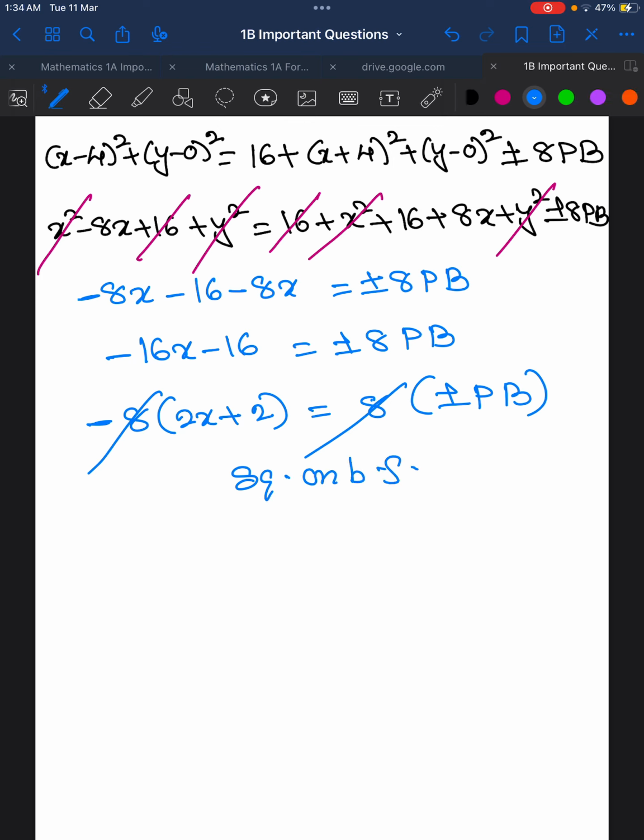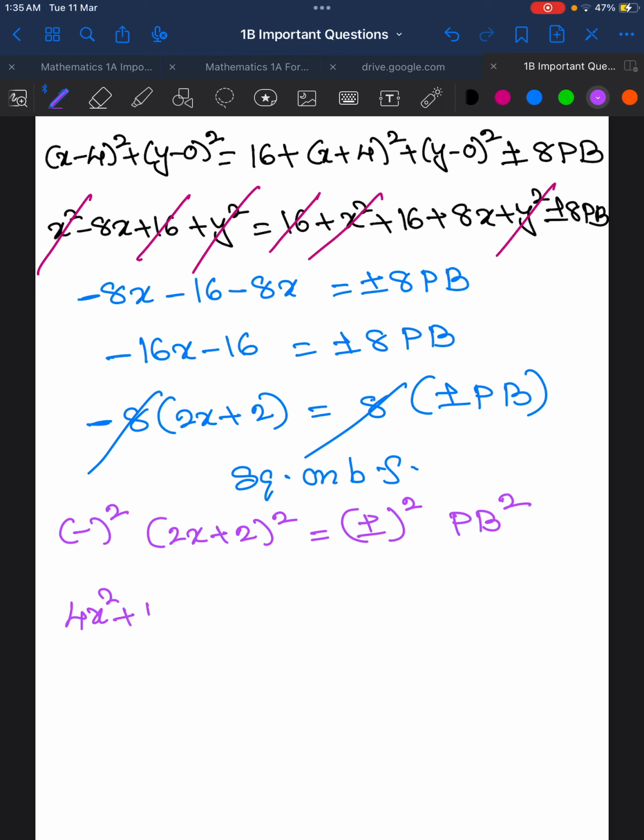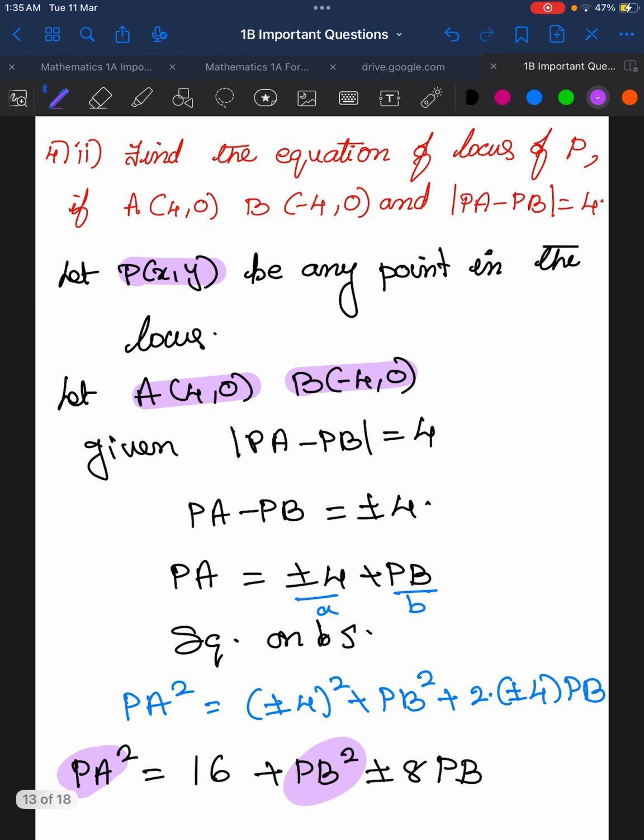Now squaring on both sides. What happens if I do squaring on both sides? Minus will be under square, 2x plus 2 will be square. Plus or minus square, PB square. Minus square means plus only. A plus b whole square, 4x square plus 4 plus 2 times of 2x into 2. Okay, plus square or minus square, it will be plus only. PB square, again you have to check what is PB square.